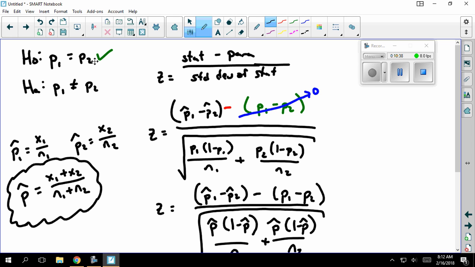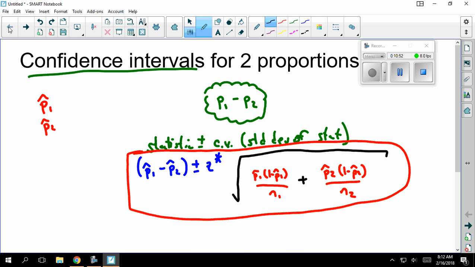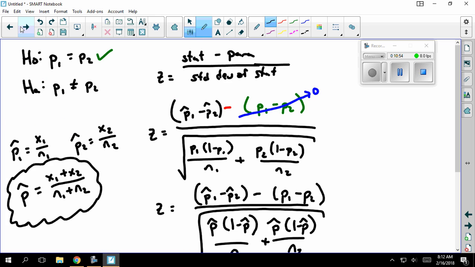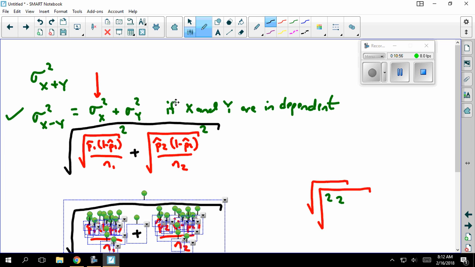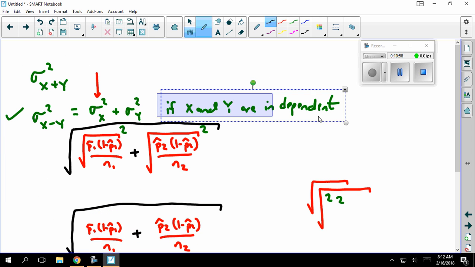And the final condition, a new condition, is that these two groups have to be independent of one another. Population 1 and population 2 have to be independent of one another, because if they are not, then I can't combine right here. So there's the formulas for two population confidence intervals and significance tests.